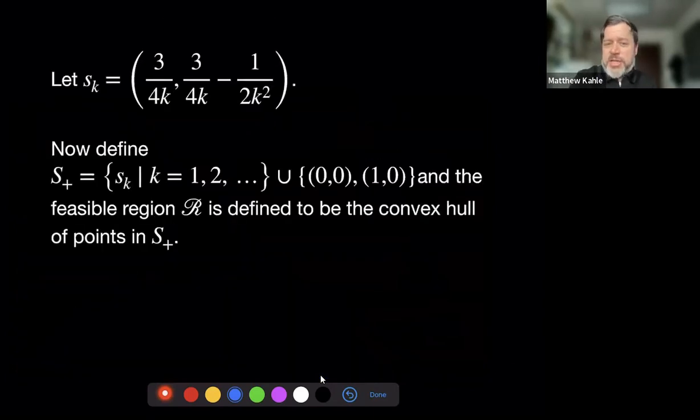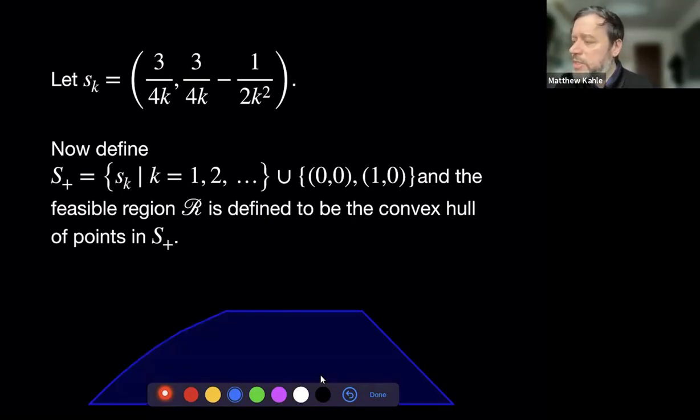Okay, so let me start to just give you a couple ideas of our proofs. So S_k is this sequence of points. We consider this for k equals 1, 2, 3, and so on. It turns out that k equals 1 is the top right corner of that blue region. So this is S1, S2, and then S3, S4, S5.